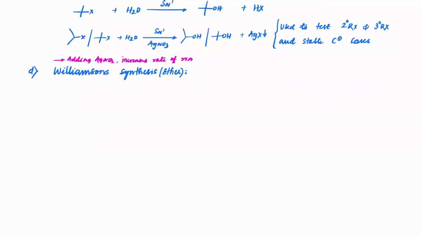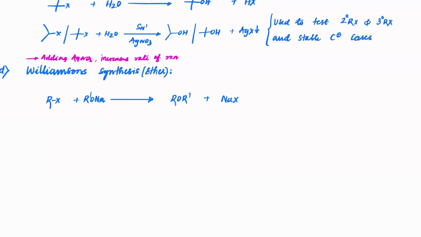Williamson ether synthesis. Williamson's ether synthesis is when an alkyl halide reacts with an alkoxide to give ether and NaX. What do we do? Usually we take an alcohol like this and react with sodium, and that will give you the alkoxide, RO minus Na plus.